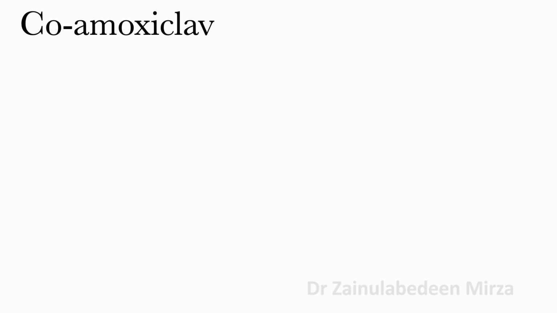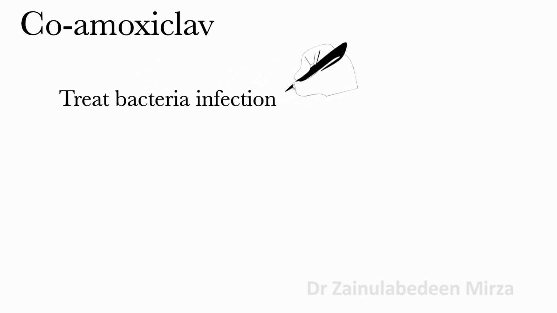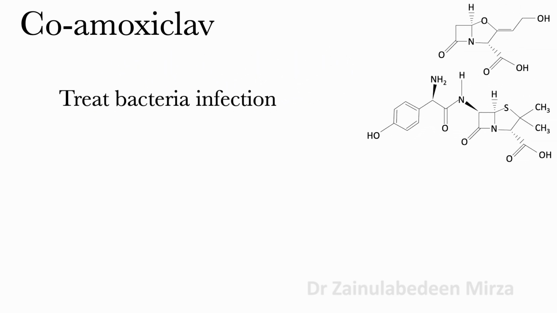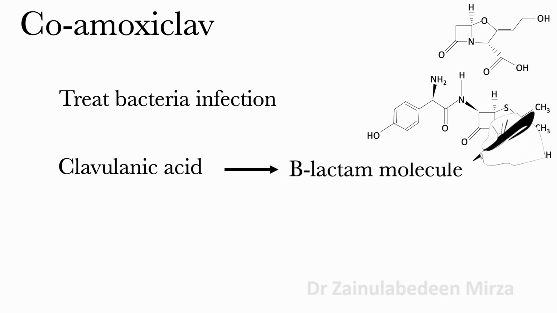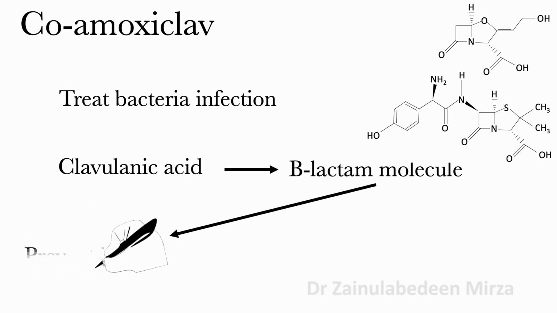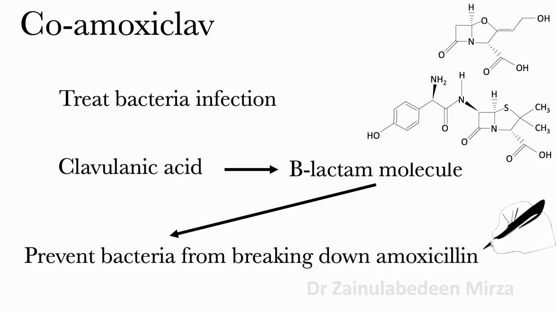Co-amoxiclav is an antibiotic used to treat bacterial infections. This antibiotic contains amoxicillin mixed with clavulanic acid. Clavulanic acid has a beta-lactam molecule that has antibacterial activity and binds to beta-lactamase. The clavulanic acid prevents bacteria from breaking down amoxicillin, making the antibiotic work better.